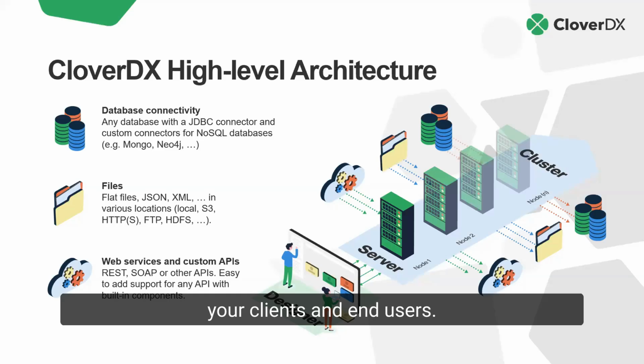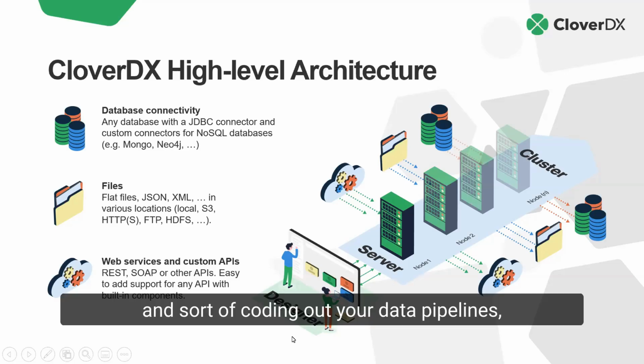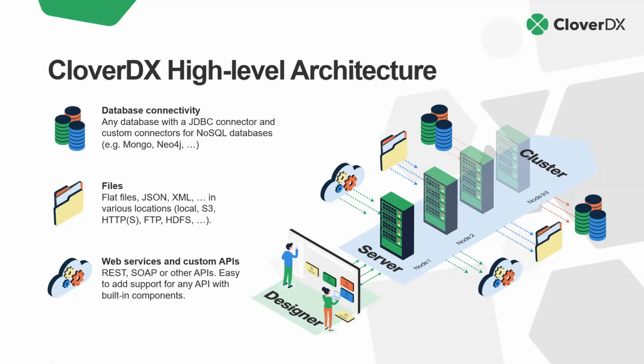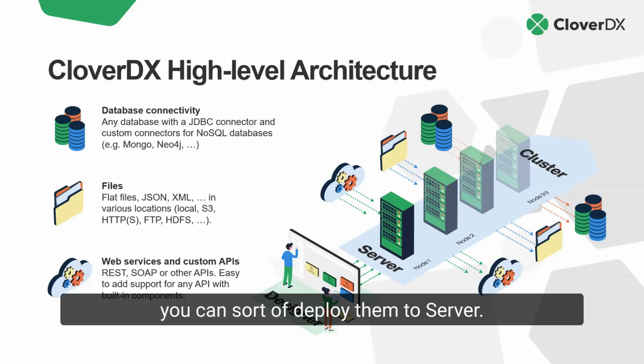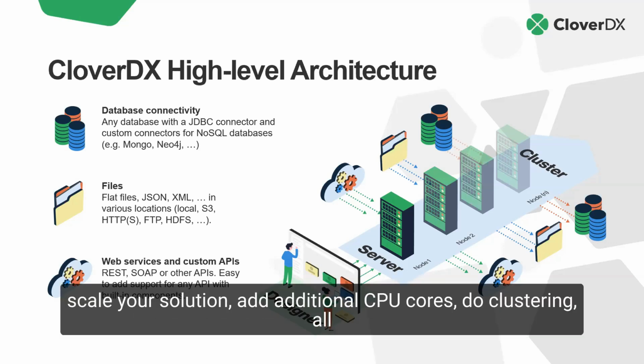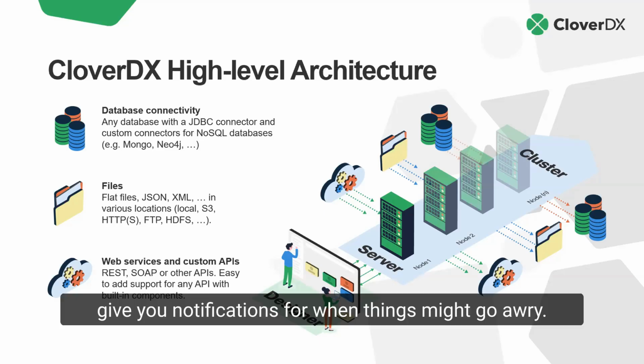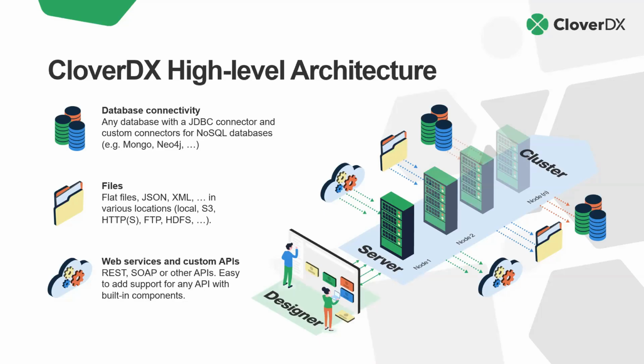At a high level, CloverDX comes in two main pieces, Designer and Server. And you can see that over here. Designer is where, as you'd expect, you're designing and coding out your data pipelines, testing them out. And then once you're ready, you can deploy them to Server. Server is where you can scale your solution, add additional CPU cores, do clustering, all that kind of good stuff, and then automate it and give you notifications for when things might go awry.